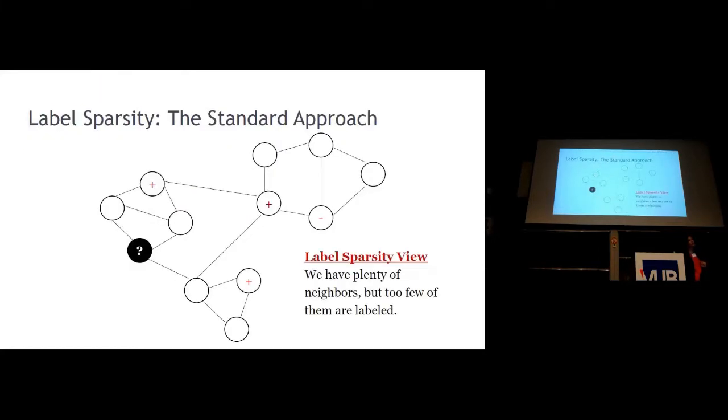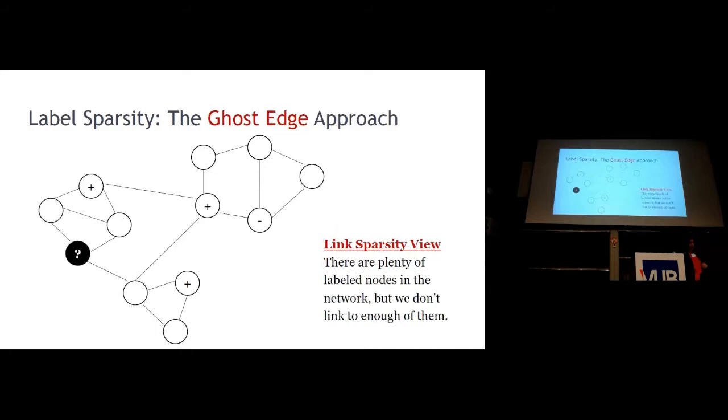And so let's see how that works. Whenever you have label sparsity, the standard idea is that I'm going to do something like propagation. So here's a network. I have some of my nodes that are labeled, pluses and minuses here, binary classification. What happens is that the nodes that have labels will propagate the labels to others. The nodes that weren't labeled now get labeled, and this continues until the node that you're interested in now has a label. The idea is that we have plenty of neighbors, but too few of them are labeled. So I'm going to propagate the labels.